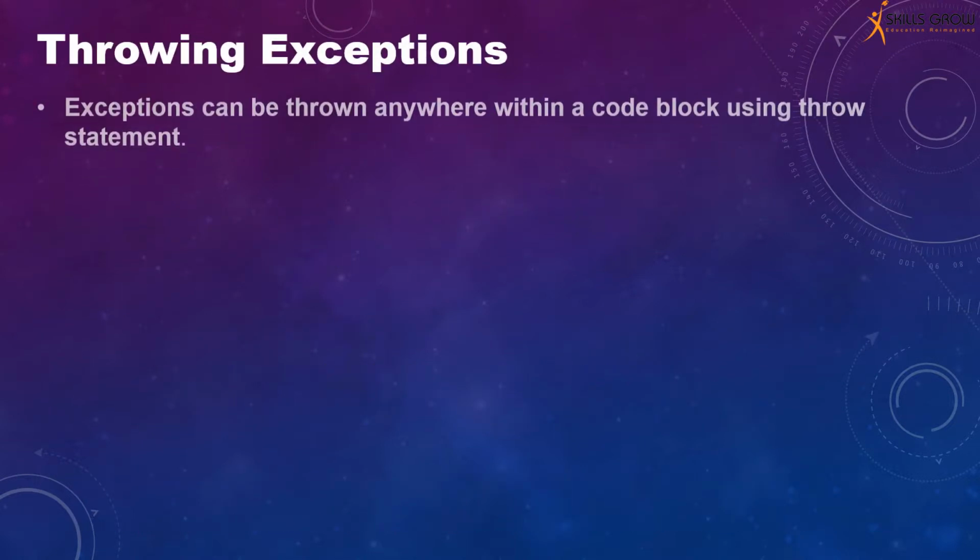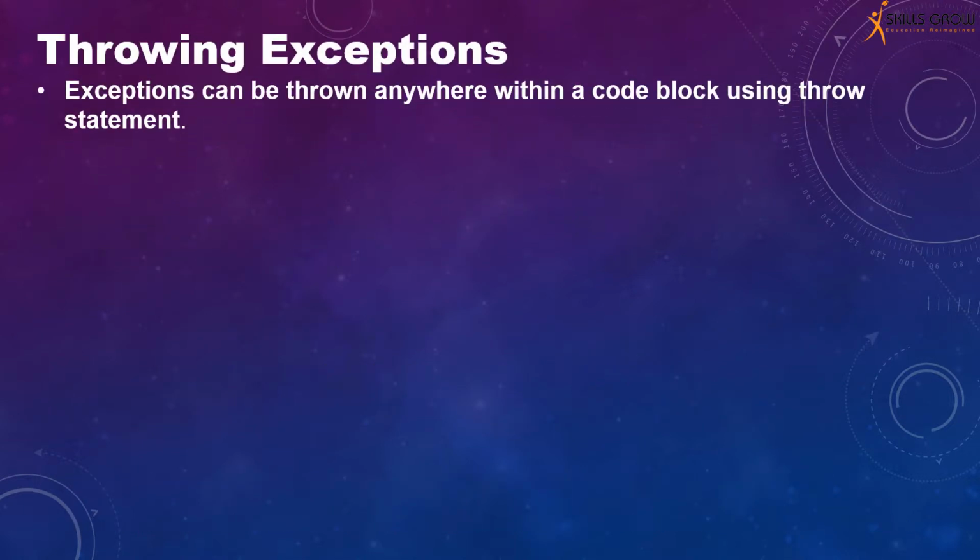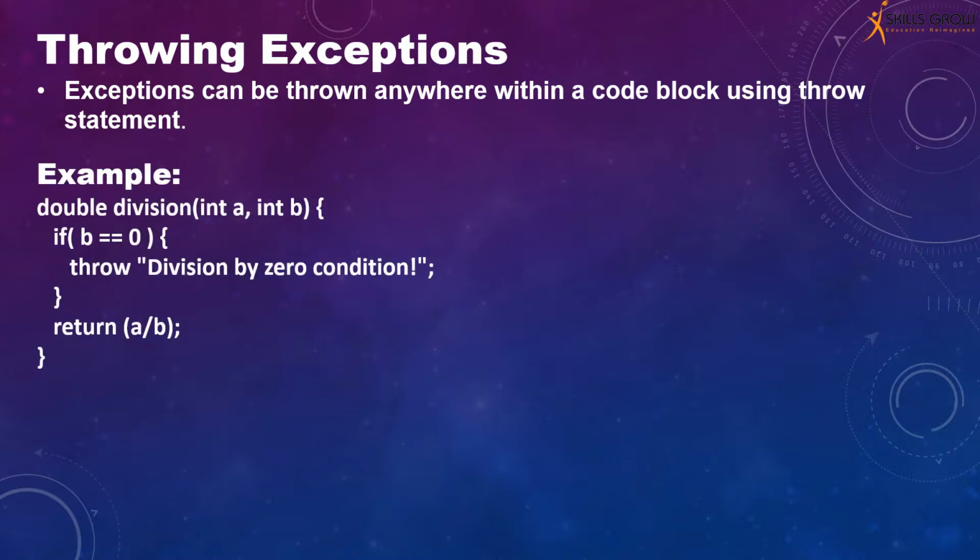Throwing exceptions. Exceptions can be thrown anywhere in a code block using the throw statement. Here is an example program. In this piece of code, we are trying to throw an error. If the variable b is equal to 0, an exception is thrown. This is done by the throw keyword, as we have discussed.